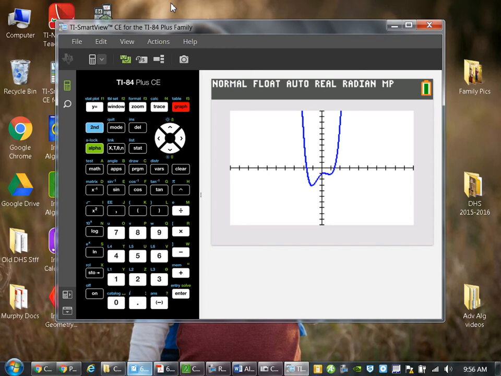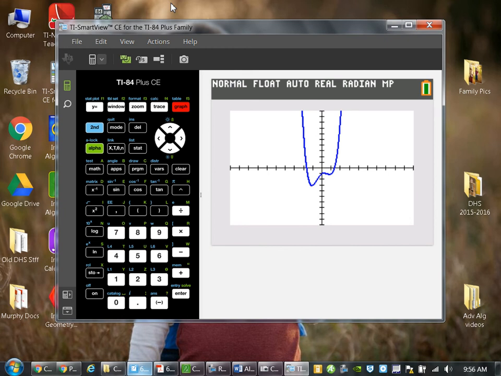Yes, ma'am? If I see the maximum number of turns, would that be 3? Correct. It's a 4th degree polynomial, which means the maximum number of turns it can have would be 3. Remember, it doesn't necessarily have to have all 3 of them, because we do have 4th degree polynomials that have imaginary roots which won't show.